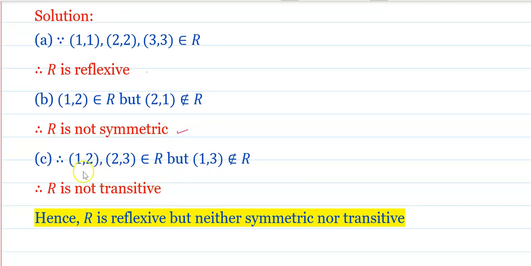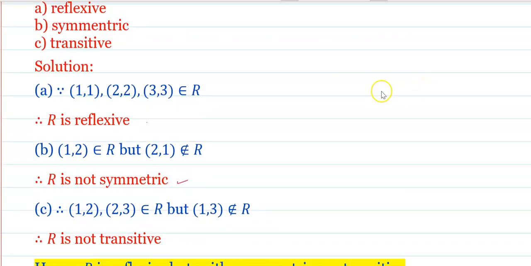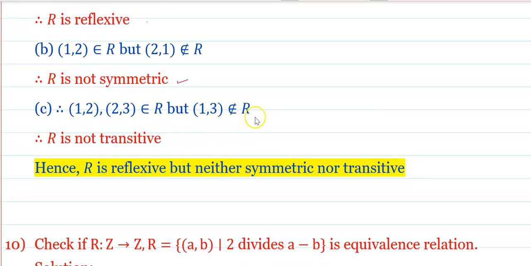And what about transitive? (1, 2) belongs to R, and next (2, 3) belongs to R. Then what about (1, 3)? Is (1, 3) in this? No. (1, 3) does not belong to R, and hence it is not transitive. Therefore, R is reflexive, but neither symmetric nor transitive.